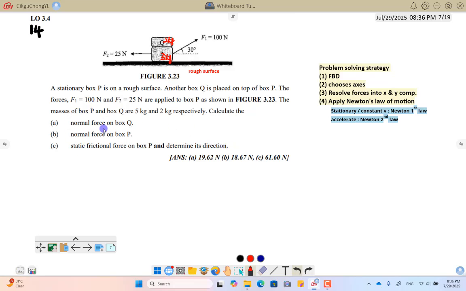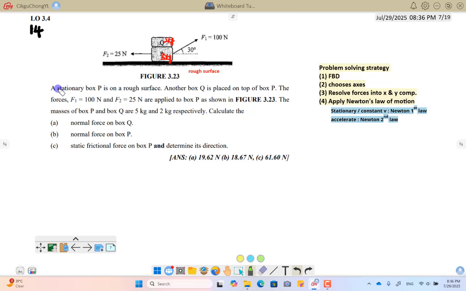In order to calculate the normal force, we are going to follow the problem-solving strategy to apply Newton's law. First, we draw the FBD for the respective object, and then we choose the axis. Then we resolve, or break down, the forces into x and y components. Last, we apply Newton's laws of motion. Depending on the condition of the object, whether it is stationary or moves with constant velocity, we apply Newton's first law. If the object accelerates, we apply Newton's second law.